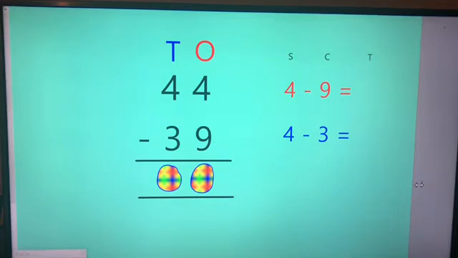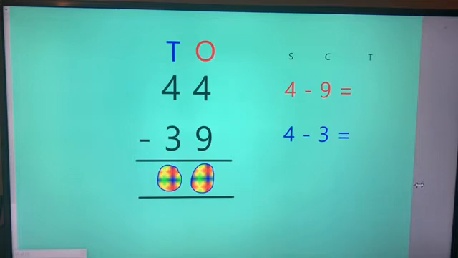So in my ones column I've got 4 take away 9. So I've labelled it Sukata, starting counting target. I put my starting number in my head, my counting number on my fingers, and I count back. Ready? Stop, stop, go. 3, 2, 1, 0. Oh, hang on. I've got too many fingers to count back. And this is where we have a problem. I'll tell you what we have to do.